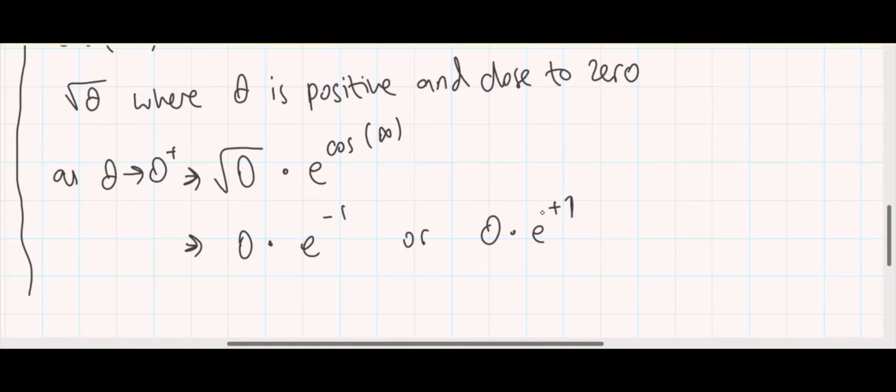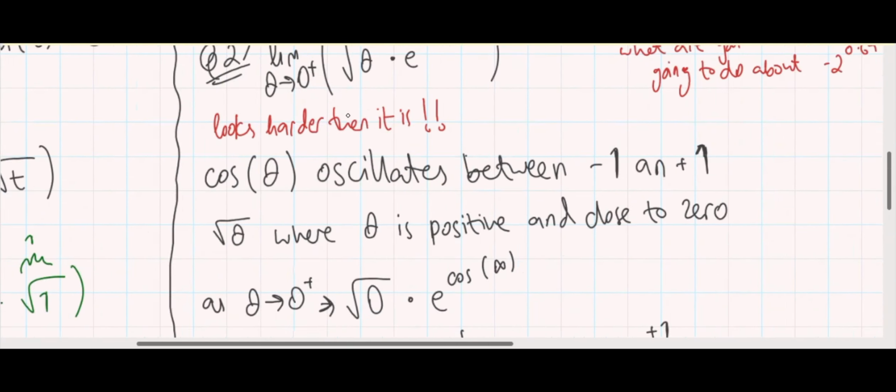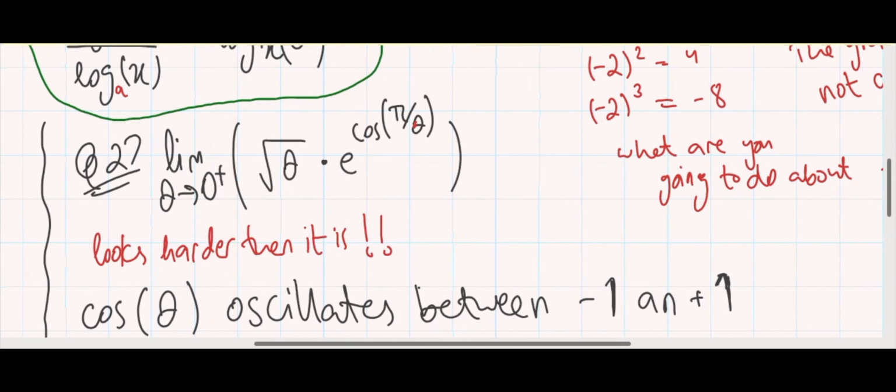1 and minus 1. So we put the two extreme ends here. Cos can be minus 1 or cos can be plus 1. 0 multiplied by e raised to the power plus 1, or e raised to the power minus 1, does not matter. Both are going to be 0 because anything multiplied by 0 is 0, right? That's the basic principle. So it was a very easy question. You did not need to think that much.